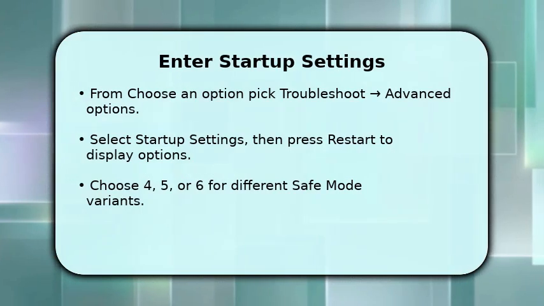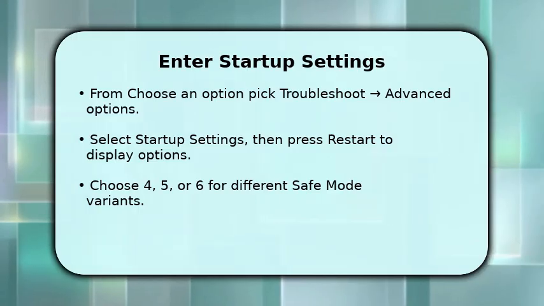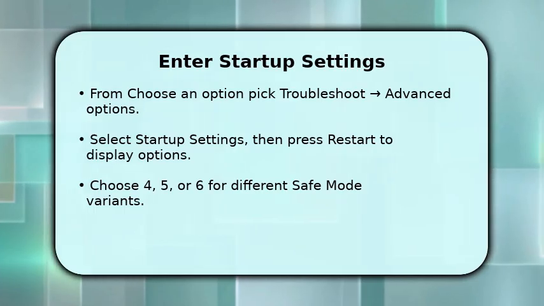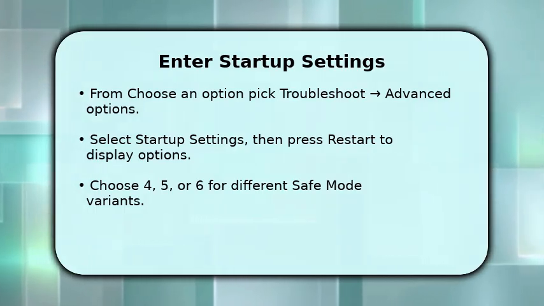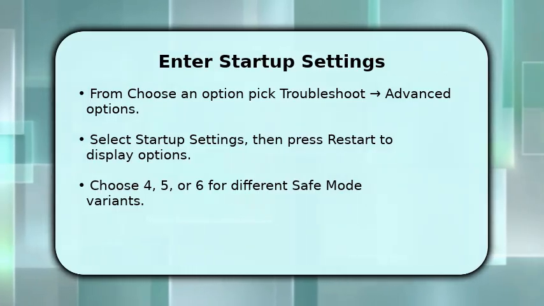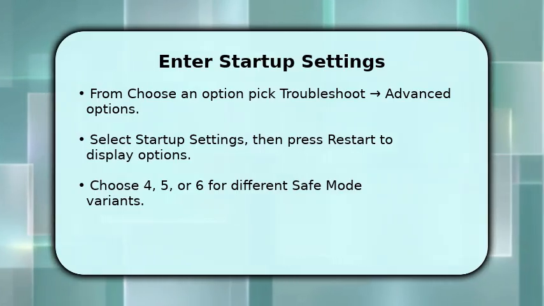Once recovery shows, choose an option, select Troubleshoot, and then Advanced Options to reach startup settings. You need to press Restart there so the system reboots into a menu with numbered startup choices. Make sure to note the numbers. 4 enables Safe Mode, 5 enables Safe Mode with networking, and 6 enables Safe Mode with command prompt.